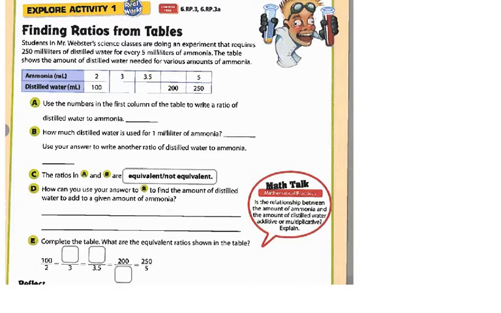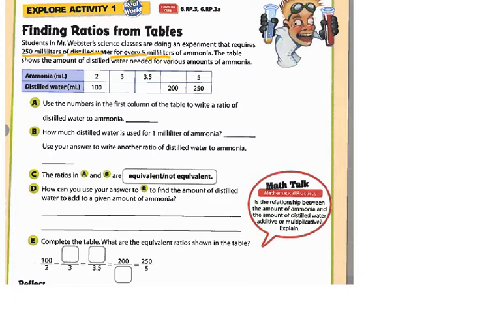So we're going to start with this example, and it says students in Mr. Webster's science class are doing an experiment that requires 250 milliliters of distilled water for every 5 milliliters of ammonia. So there's your ratio, because you saw 250 milliliters of distilled water for every 5 milliliters of ammonia. That's your ratio language.